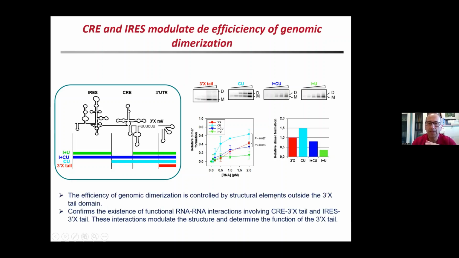So basically, with this data, we can say that the efficiency of genomic dimerization is controlled by structural elements outside the 3' X-tail domain, and it confirms the existence of functional RNA-RNA interactions that involve the IRES, at least the IRES, the CRE, and the 3' UTR that modulate the structure, and this modulation of the structure modulates the functioning of the genome.